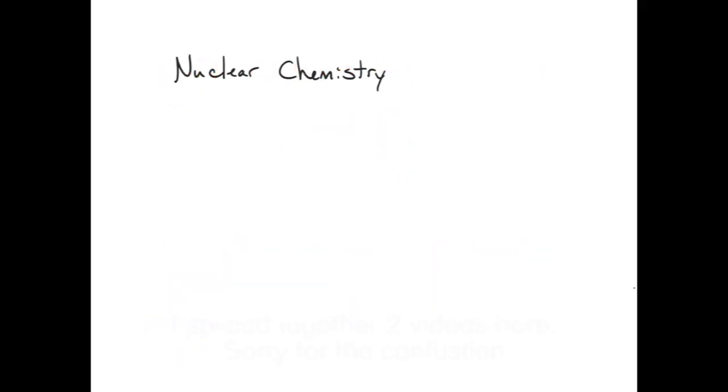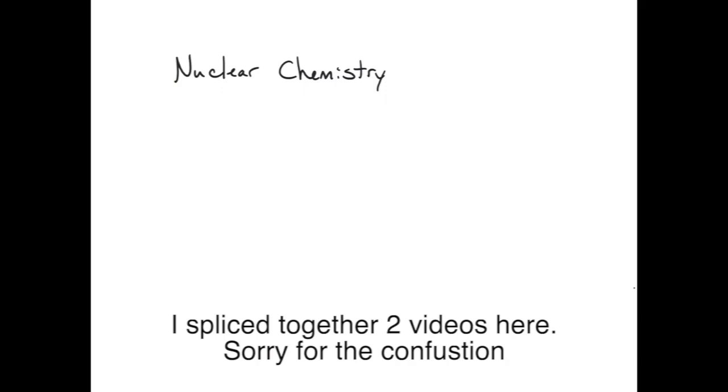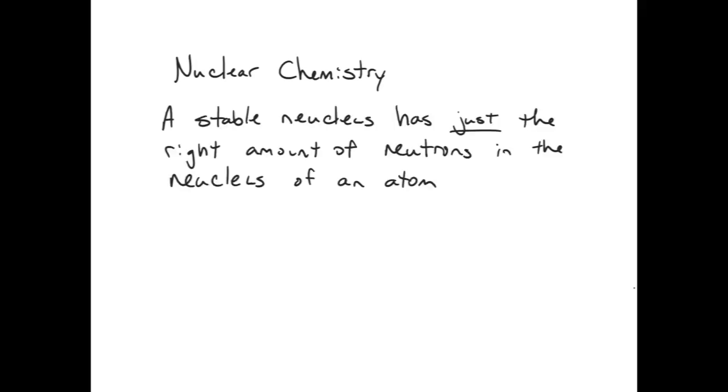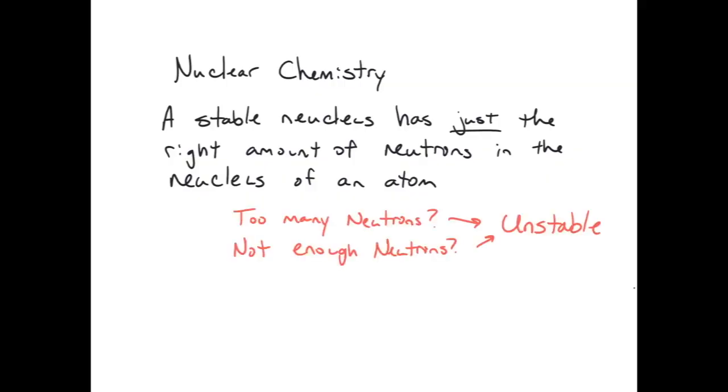Now, in order to understand what I'm about to tell you, it's important that you have done the build an atom activity that we did last week. But a stable nucleus is one where it has just the right amount of neutrons in the nucleus. If a particular nucleus doesn't have enough neutrons, or if it has too many neutrons, it will become unstable. And an unstable nucleus is not a good one. It's going to either try and fuse with another nucleus or go through fission in order to create a more stable nucleus. In summary, the identity of an atom depends on the protons, but the stability of an atom depends on having just the right amount of neutrons in that nucleus.